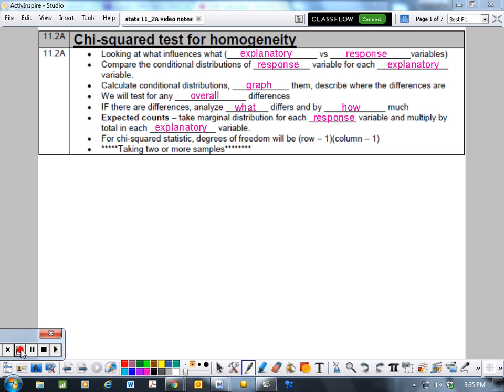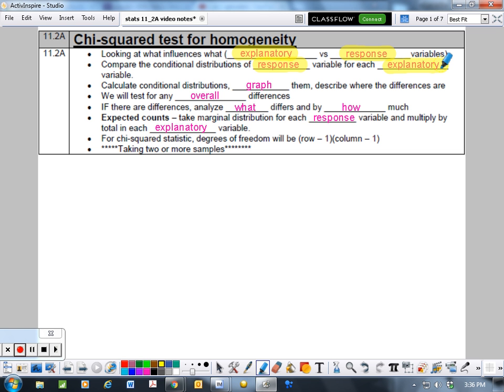We're going to be looking at what influences what, so we're looking at an explanatory versus a response variable. We are going to compare the conditional distributions of the response variable for each explanatory variable. So if we wanted to know if gender affects favorite color, then I'm going to break down the favorite colors for females, break down the favorite colors for males, and compare those. That means we're calculating conditional distributions, meaning I'm looking at the breakdown for females and the breakdown for males.